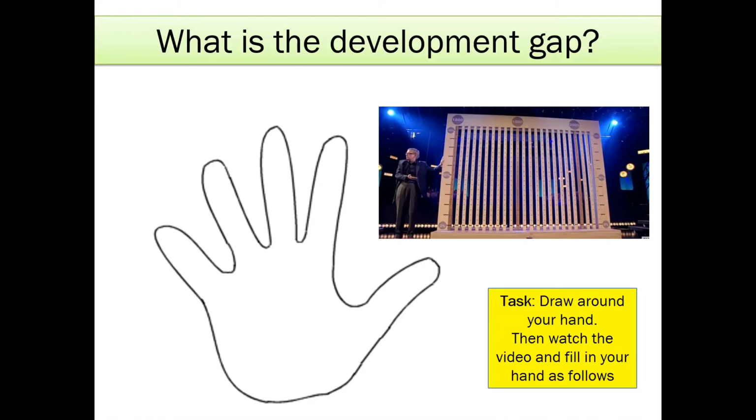Okay, moving on to our first task then, we're going to look at what the development gap is and why it needs to change. So, what I would like you to do first of all is, can you draw around your hand on a piece of paper? Okay, so just draw around your hand on a piece of paper, just like the example that you've got on the slide here. Just pause the video while you do that.